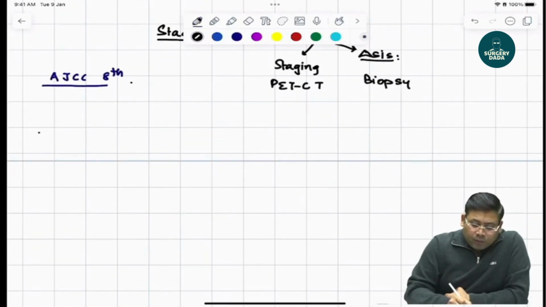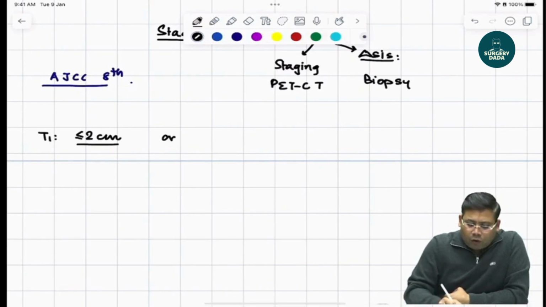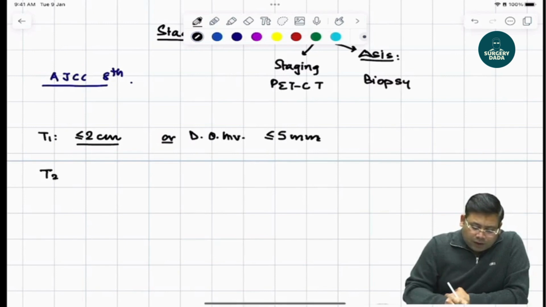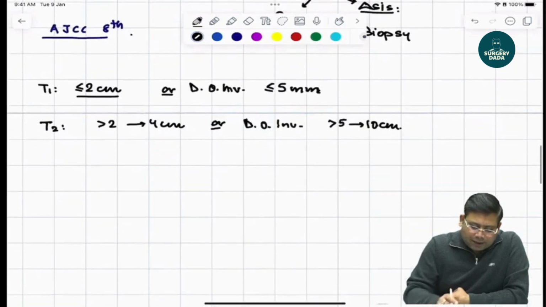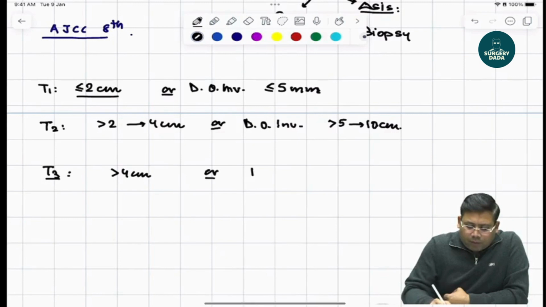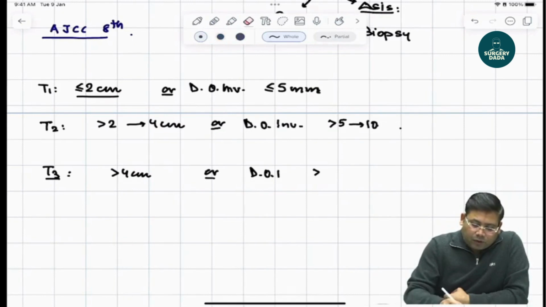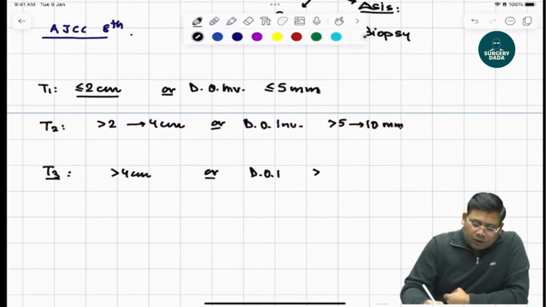Let us understand. T1 is defined as tumor size less than or equal to what? 2 centimeters, or depth of invasion, which is very important, less than or equal to 5 mm. What is T2, students? More than 2 up to 4 centimeters tumor size, or depth of invasion more than 5 up to what, students? 10 mm. What is T3? More than 4 centimeters, or depth of invasion, I've written centimeters, it should be mm, sorry, more than 10 mm. This is very important.